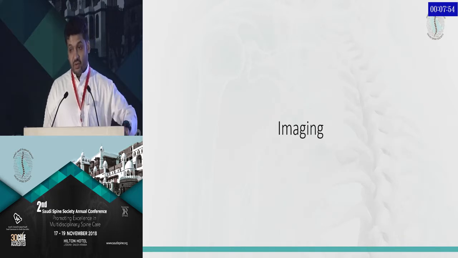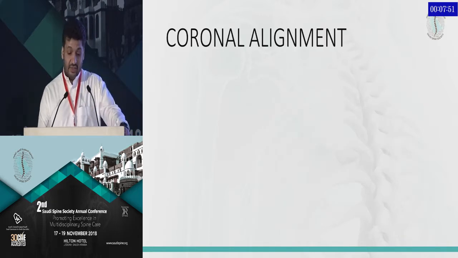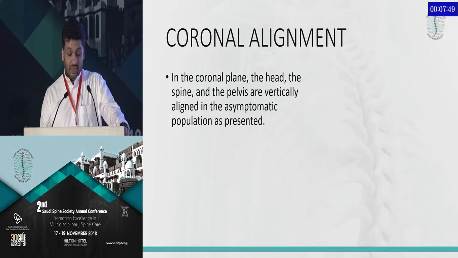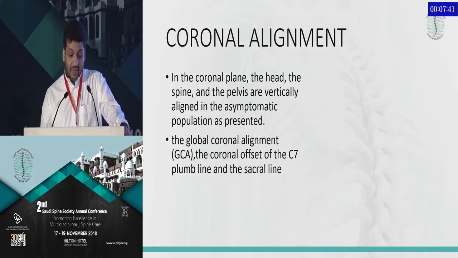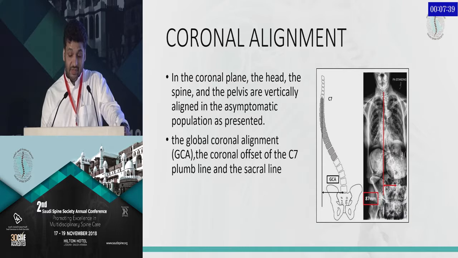In terms of imaging, imaging will divide into coronal and sagittal alignment. In terms of coronal alignment, the coronal plane is the head, the spine and the pelvis. In a normal patient, we always want them to be on one line. But with some deformities they tend to shift away. And the way to measure this is through the global coronal alignment, which is basically a plumb line that's drawn through C7 and how far it is from the sacral line.